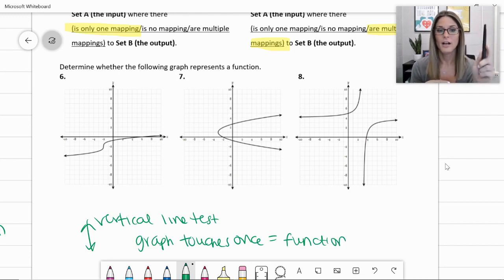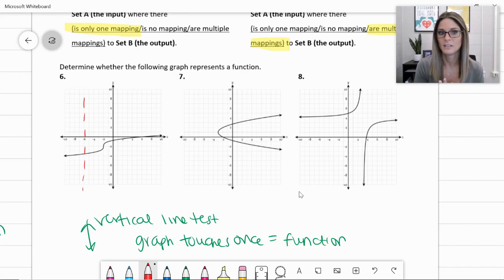If our vertical line touches our graph more than once, it's not a function. So if I was to take a vertical line and place it anywhere on this graph, even if I start on the left side, it's only touching once. That's good. Woohoo! If I keep sliding it, and I wish we were in class together, I could show you. Keep sliding it, still only touching once. Keep moving it all the way across. It's only going to touch once. So this is looking like a function.